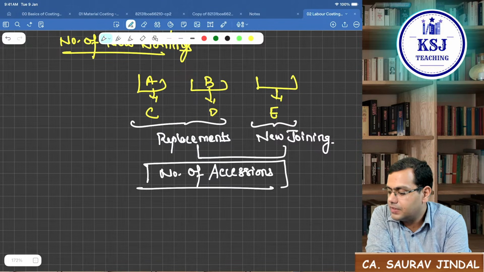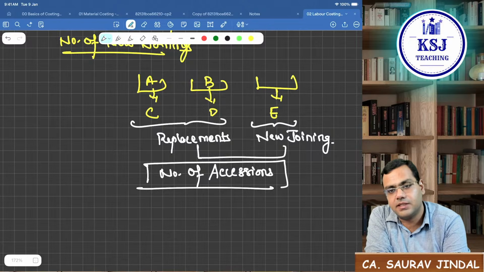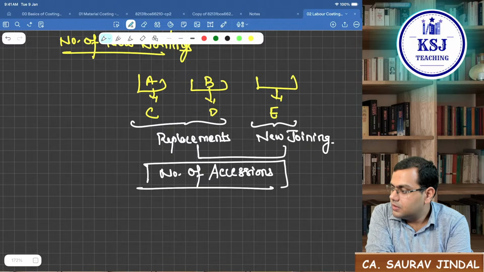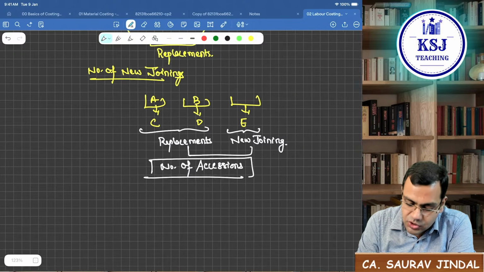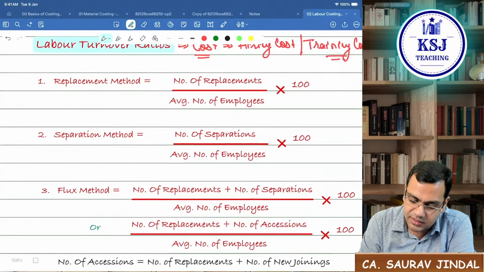Clear? Replacements plus new joinings, we call it as number of accessions. Is this clear, everyone? Right? So these are the basic terminologies. Based on this, we have the different methods.